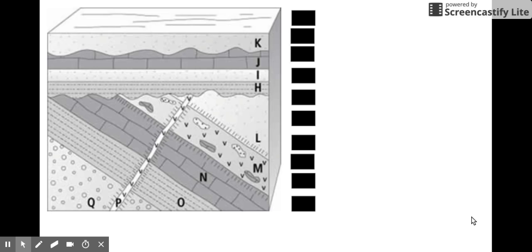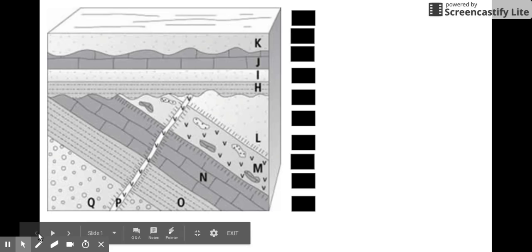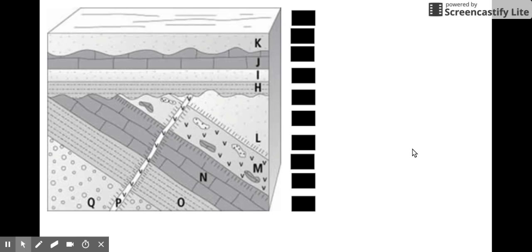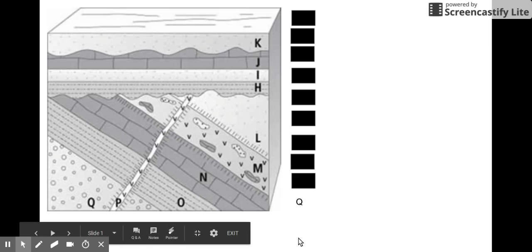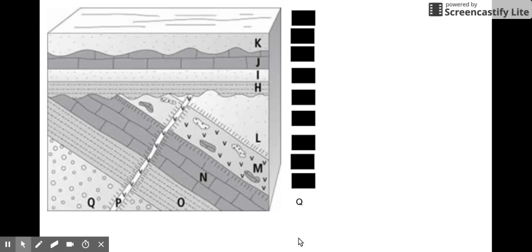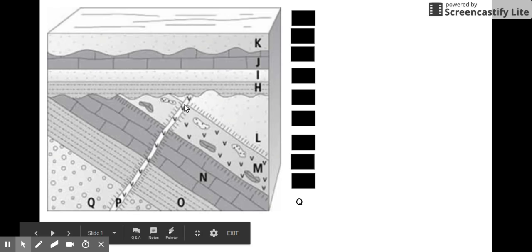Okay, so the law of superposition says that the oldest rocks are on the bottom while our youngest rocks are on the top. So we have Q on the bottom, we have K on top. We got to figure out everything else in between. So our oldest layer is going to be Q, it's on the very bottom. After that, we have to look at our layers. We have P, which is this inclusion here, and then we have O. Which one was on top of Q? Well, they're both on top of Q.